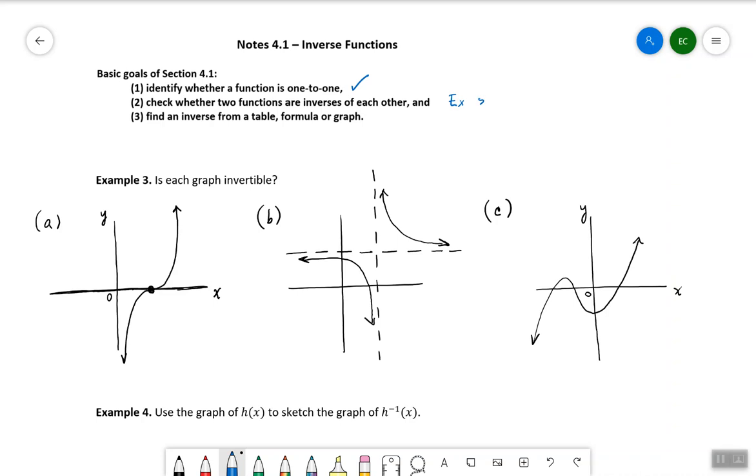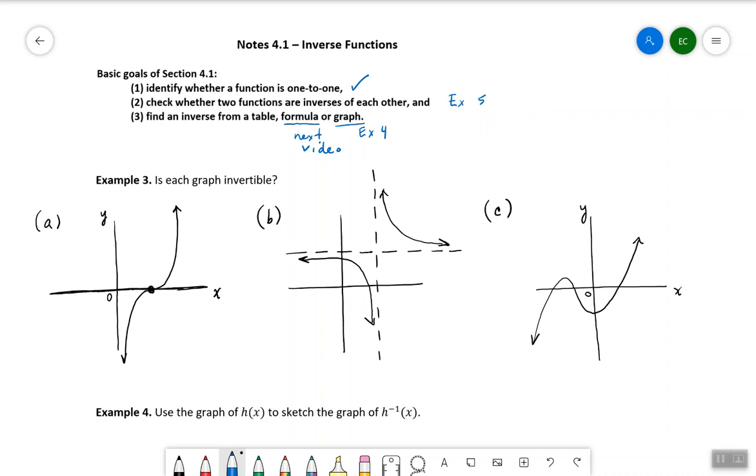That's example 5. And then the third goal is to find an inverse from a table, a formula, or a graph. And we've done all that, and we're going to practice some more with a formula. The formulas will be in the next video. And the graph we're going to practice in just a minute in example 4. So we can see where we're going.